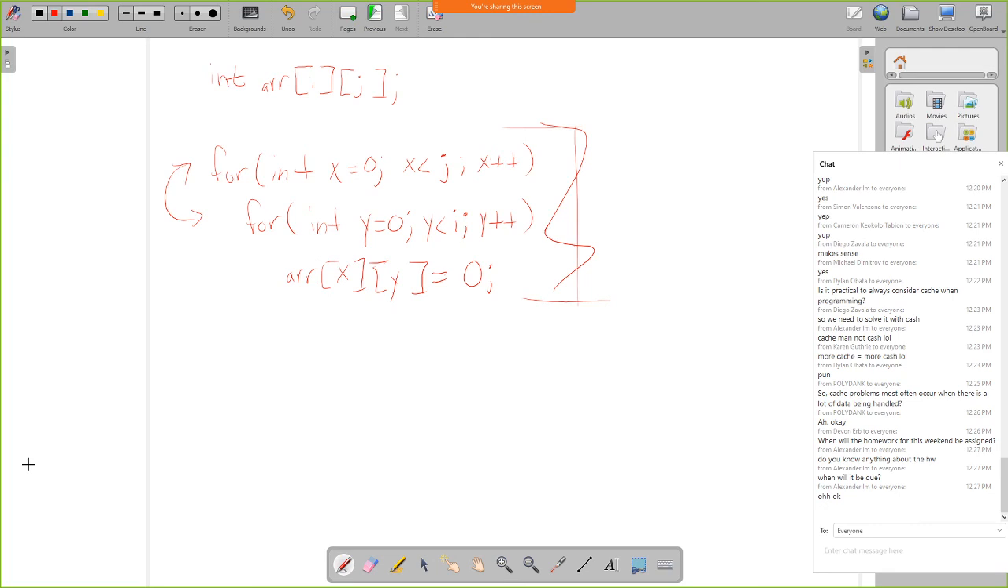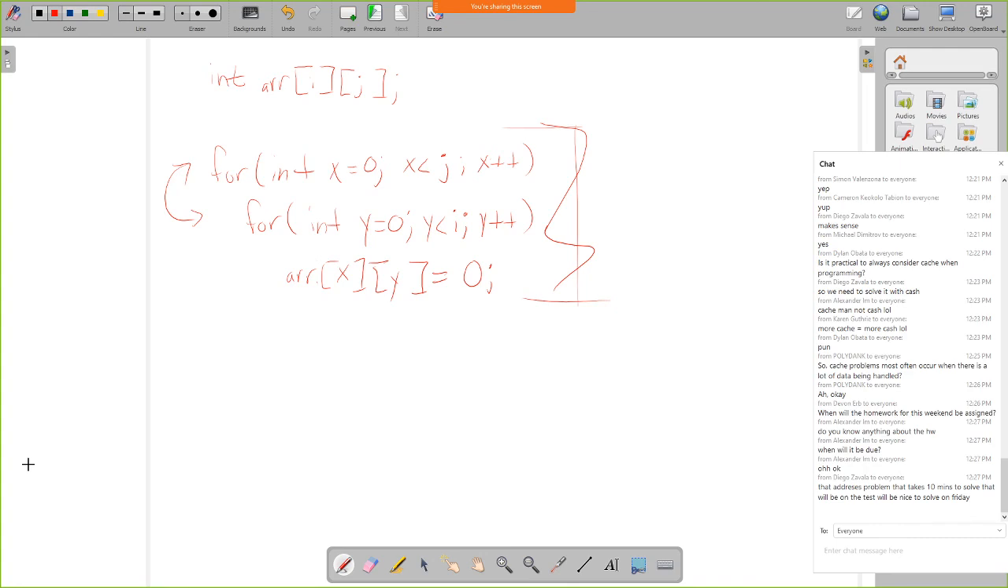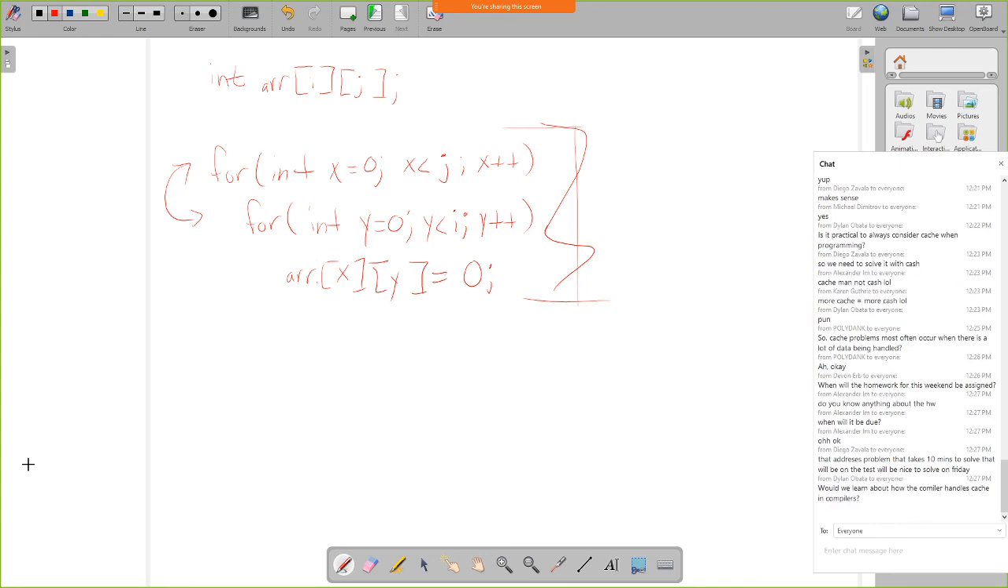Any other questions on caching or just anything in general? If not, I guess we'll probably just end a little bit early. The address problem that takes 10 minutes to solve, that will be on the test, would be nice to solve on Friday. If you come up with a specific number for that, I'll look it up tomorrow.